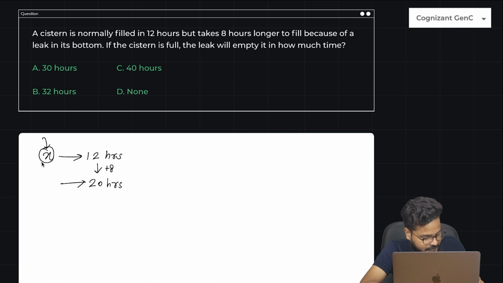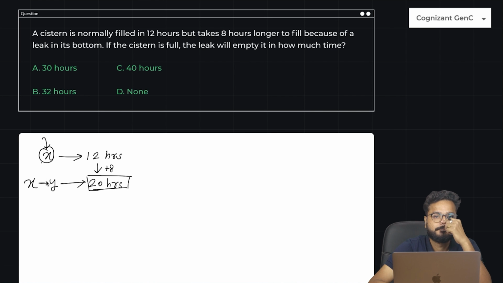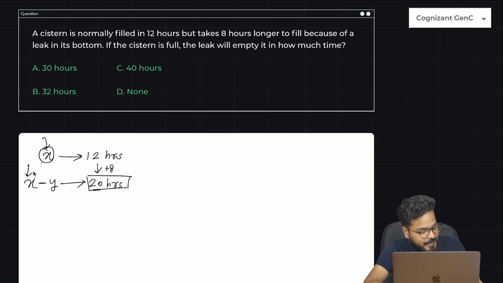So total 20 hours. This X would try to fill the cistern, but there would be some Y, that is the leakage, which would try to empty it as well, and in return the time would increase by 8 hours. So the final time would become 20 hours. There should be a minus sign here, right? Because this is filling the tank, this is emptying the tank, so this is doing negative work, so minus. X is 12 hours, X minus Y is 20 hours.